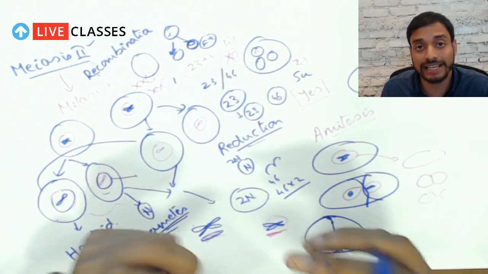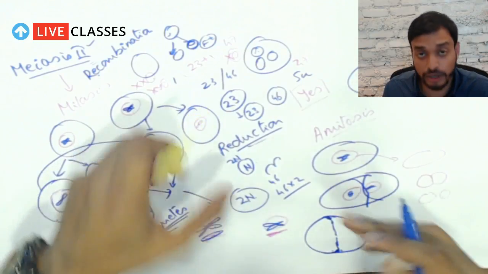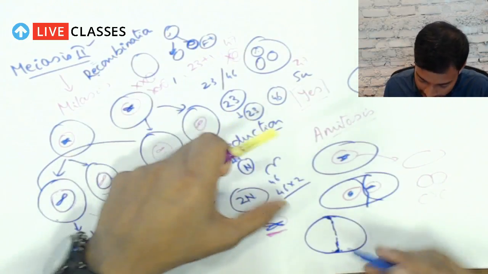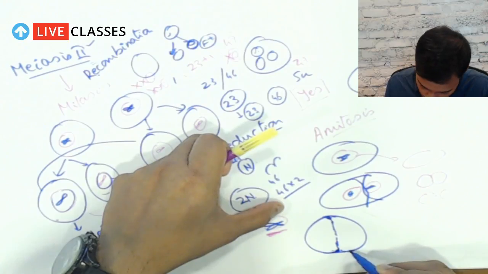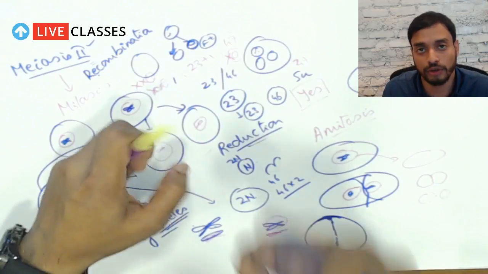That's the reason we call it a furrow. Actually, it doesn't deepen like this, but because of this protein, which has the characteristic to pull the cellular membrane inside, it pulls inside. That's the reason the furrow forms.